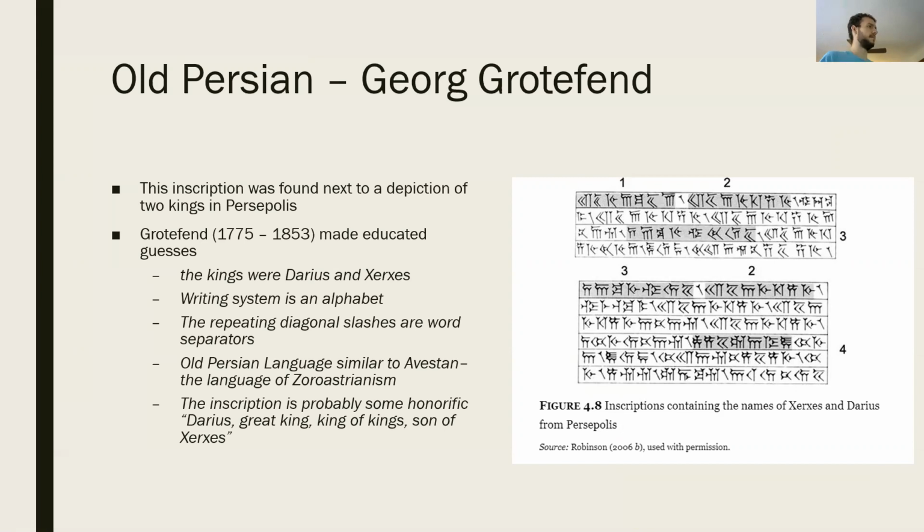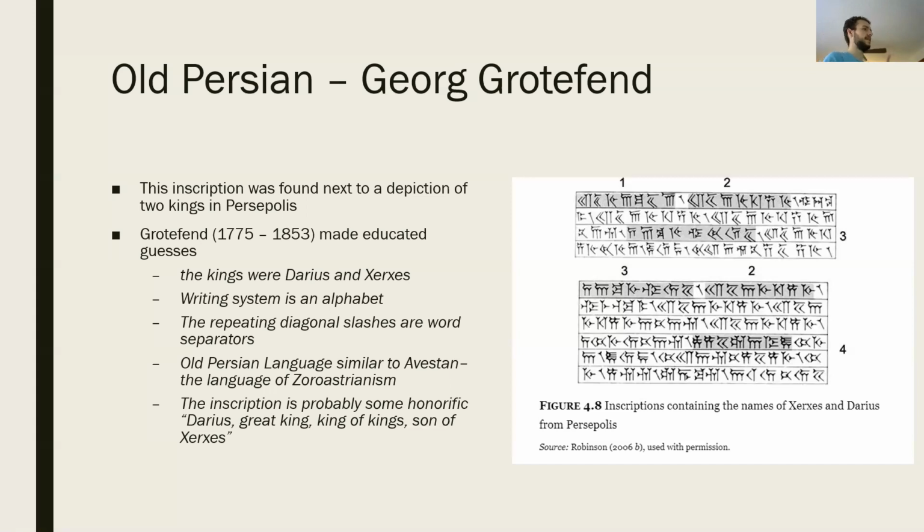A German archaeologist named George Grotefend was the first to attempt to decipher this kind of writing system. And to do this, he made a few educated guesses to get him started. So in the textbook, we have these two inscriptions here, which were found accompanying a depiction of two kings in the ancient city of Persepolis.